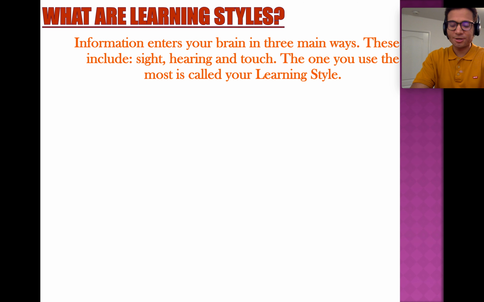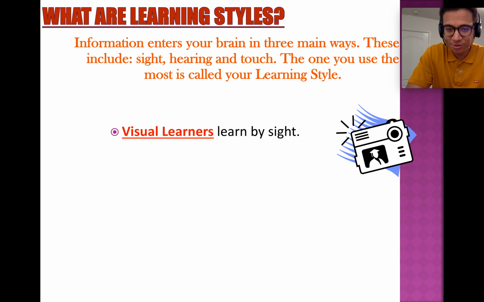So what are learning styles? Information enters our brain in three main ways, including sight, hearing, and touch. The one you use the most is called your learning style. Granted, we know when we're learning, we take from all these different fountains, but the one you use the most, let's call it your learning style. And it's possible you probably have a tie between some of these. It's okay if that's the case. Then just be deliberate and make the necessary adjustments and learn. And that's just how you'll learn.